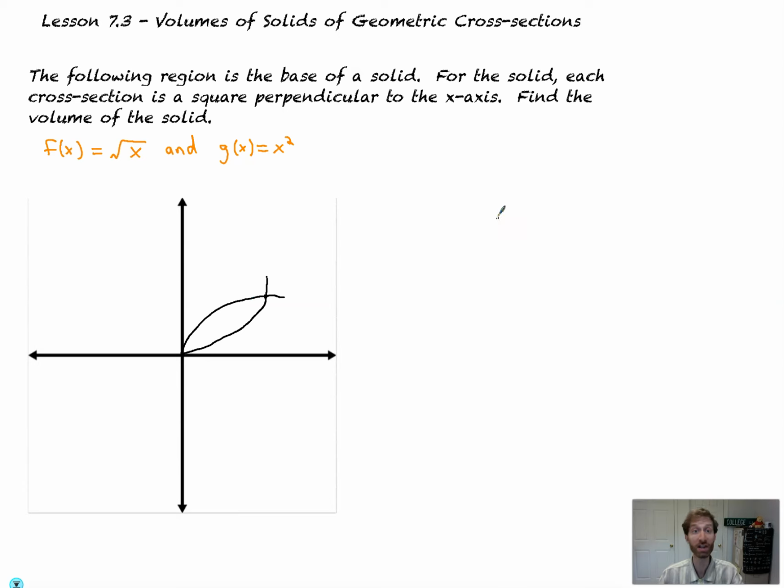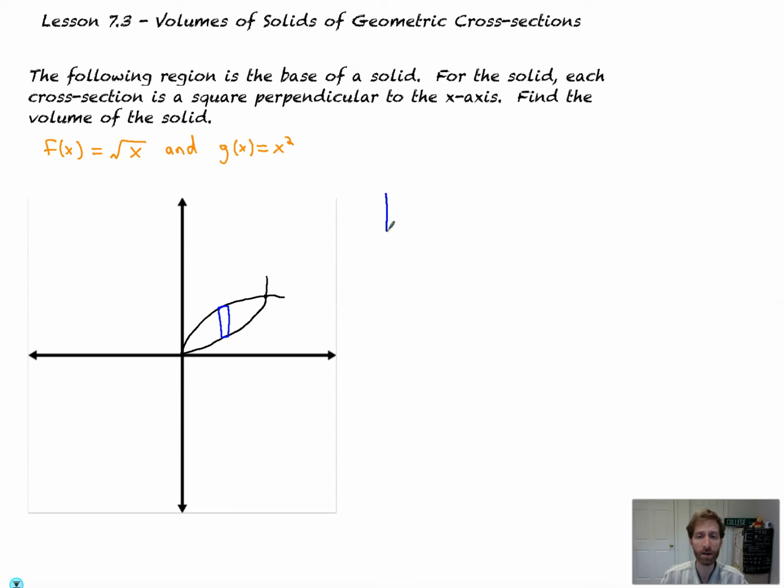You're taking cross sections perpendicular to the x-axis this way. So what do we do? Well, we do exactly that. We take a cross section, and I like to draw on a representative rectangle, just like when you're taking area. So what this means is the base of this solid is going to have cross sections that are perpendicular to the x-axis, and they're squares.